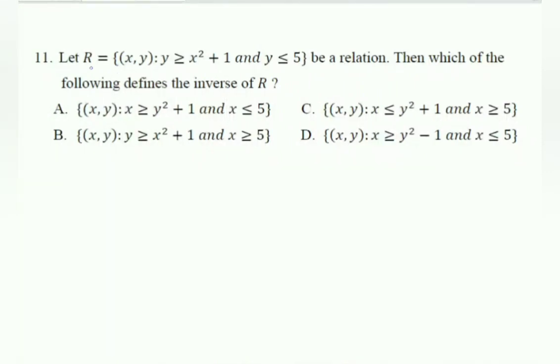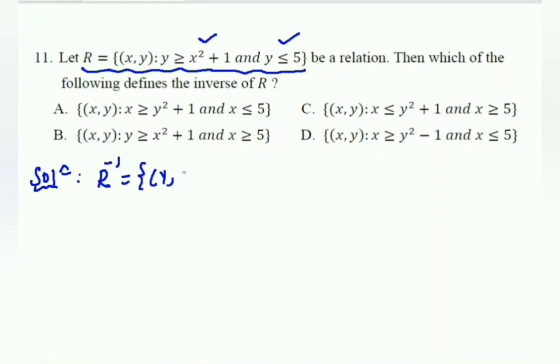Question number 11 is about a relation and its inverse. Given a relation with two conditions, which one of the following defines the inverse of R? There are two different ways of writing the inverse. One way is to write the ordered pair as y comma x, then write the rest as they are: y greater than or equal to x squared plus 1 and y less than or equal to 5.